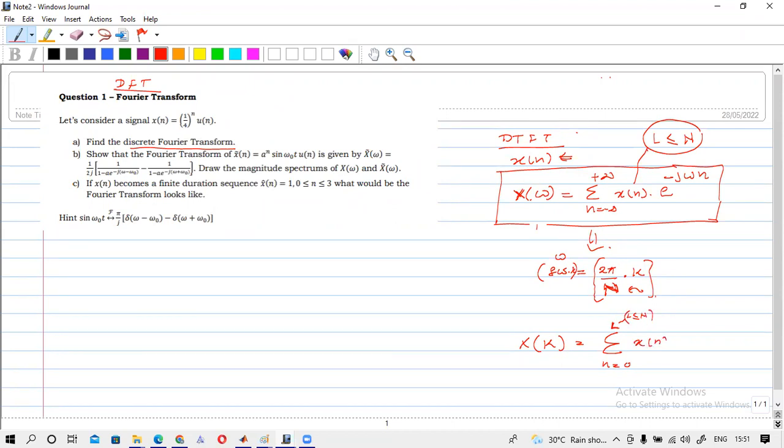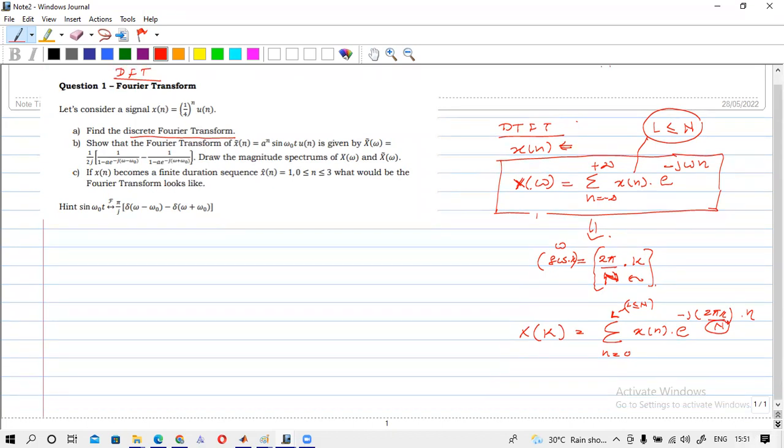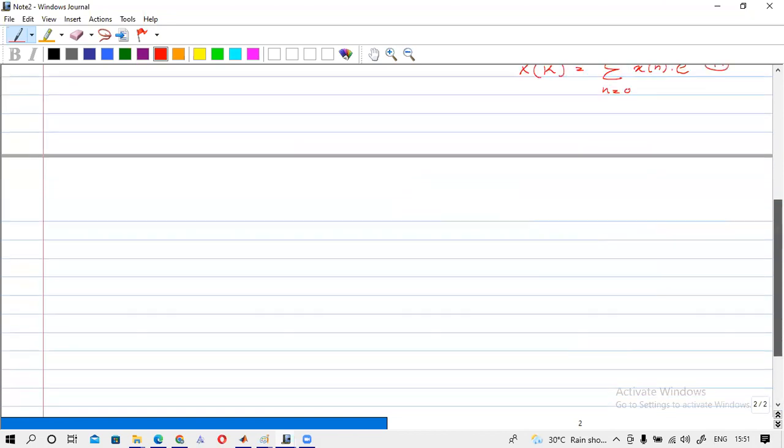So we have x[n] e to the power minus j, and instead of omega, I can apply the value 2πk/N. This N is the number of points, the number of samples within the 2π interval. So actually this is called the N-point DFT.